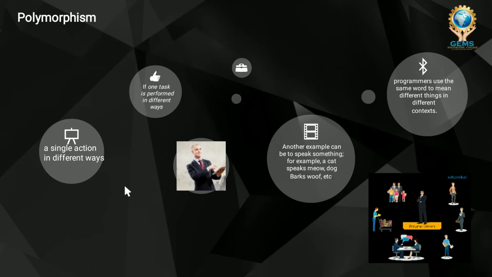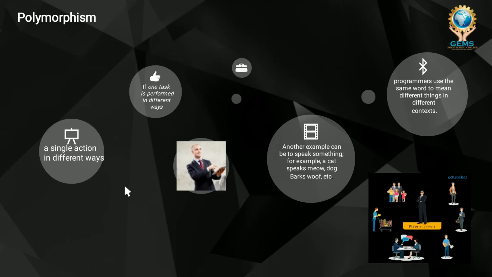Look here, a picture is given. In this picture, there is one man. One man can be called a father at home. The same man will be a job holder in the office. The same man will be a customer in a supermarket. The same man is a husband to his wife. The same man is a child to his father. So one man is playing different roles, giving different ways.